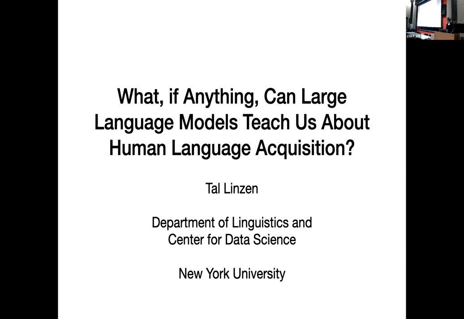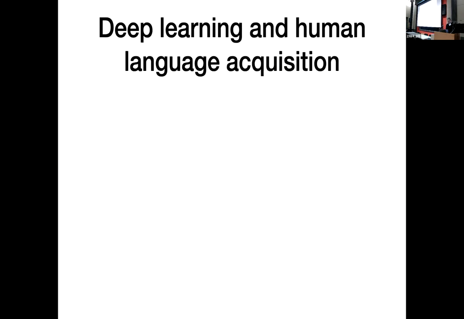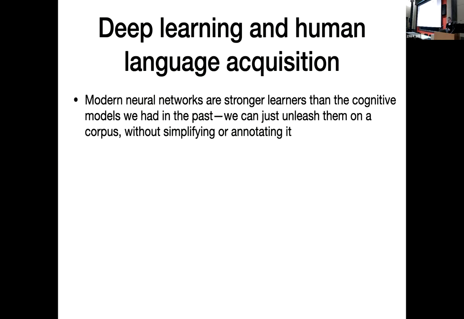So, what, if anything, can large language models teach us about human language acquisition? I'm going to summarize my argument in the first slide, and then I'm going to actually convince you that it's right. First of all, modern neural networks, the ones used in deep learning, are very strong statistical learners, and they're much better than the models we had a decade before. What's new about these models is that we can just give them a corpus without having to simplify the language, without having to annotate it with any linguistic information, and they will just learn language from it.